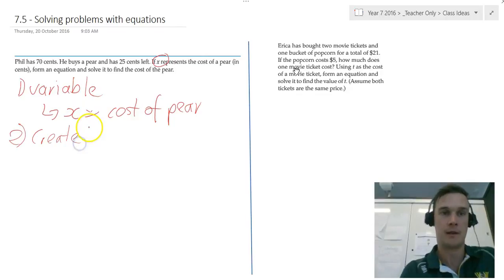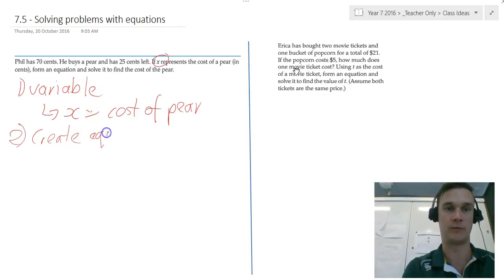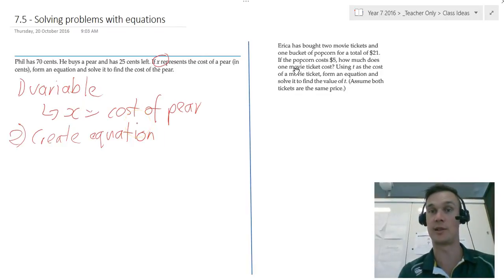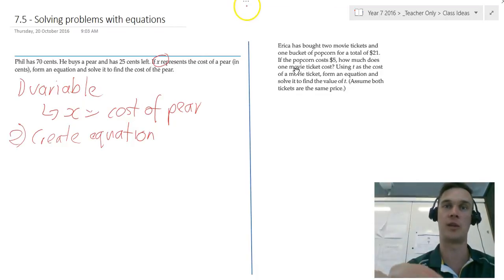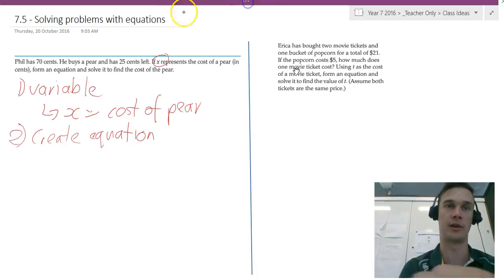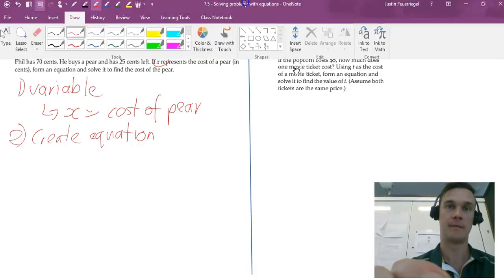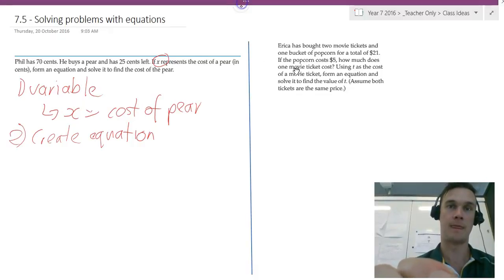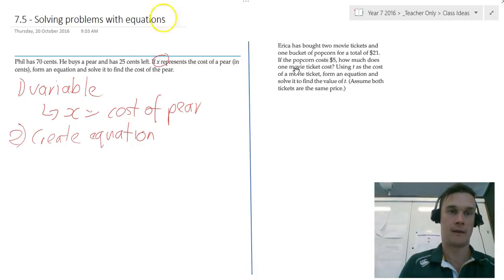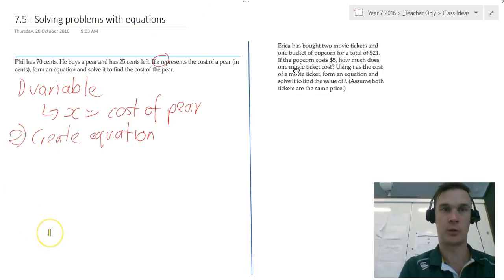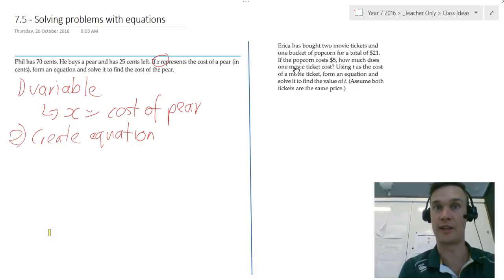Okay, create equation. Now the best tip I can give you, especially with these ones that seem a bit difficult, is we read through it and I want you to highlight or identify the things that we know, the things that we think will be involved. So if I get my highlighter here, so what I do, I'll read through now and I'll highlight the things that are going to be important.